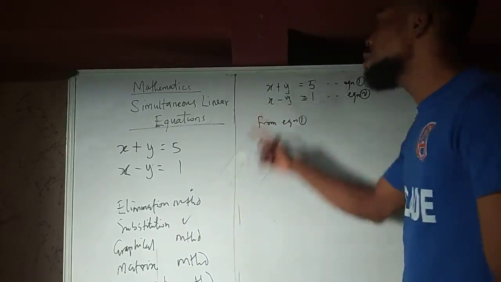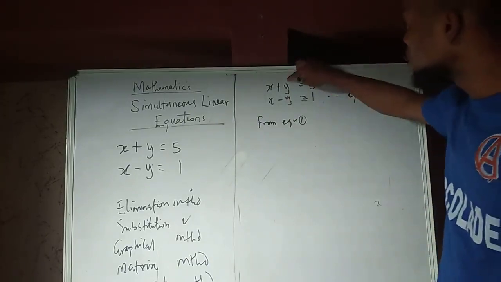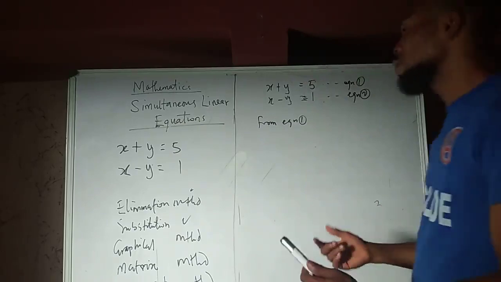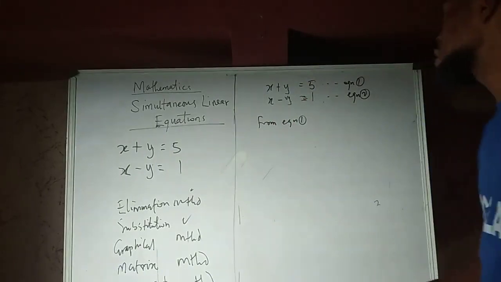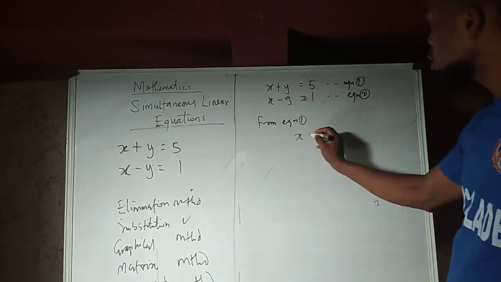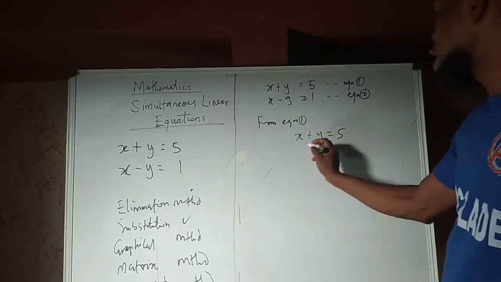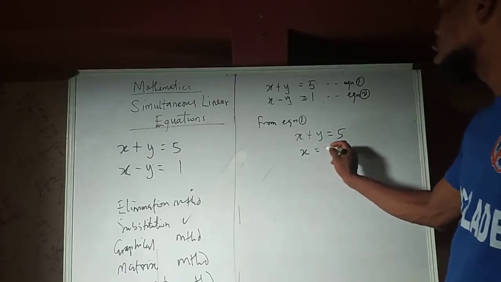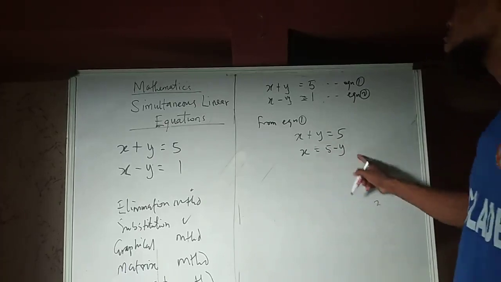Okay, we can make x the subject of the formula. We didn't do that, so you can check out some of the videos on change of subject of a formula. We're going to see it. So this is going to be x from equation 1, where we have x plus y equals 5. We can rewrite it: if y crosses over the equality sign, x will become 5 minus y.